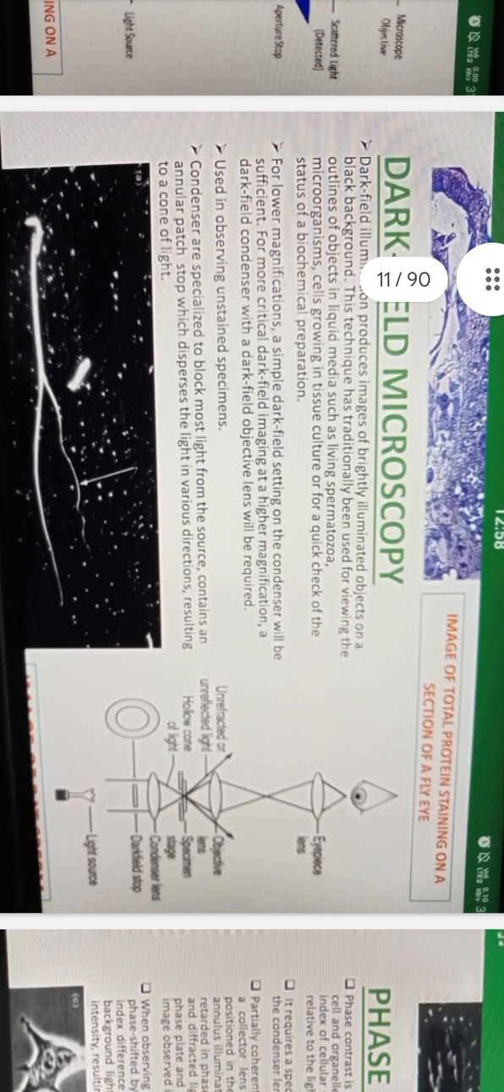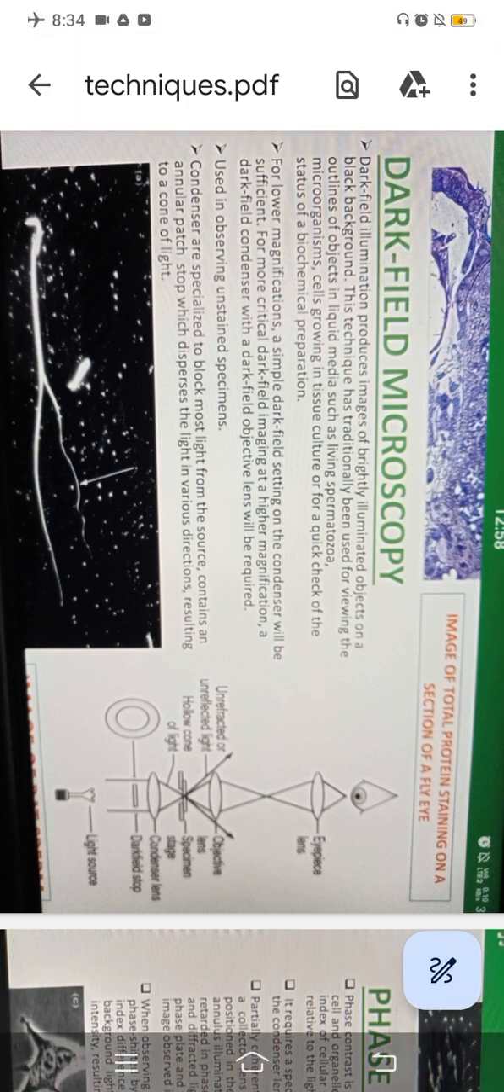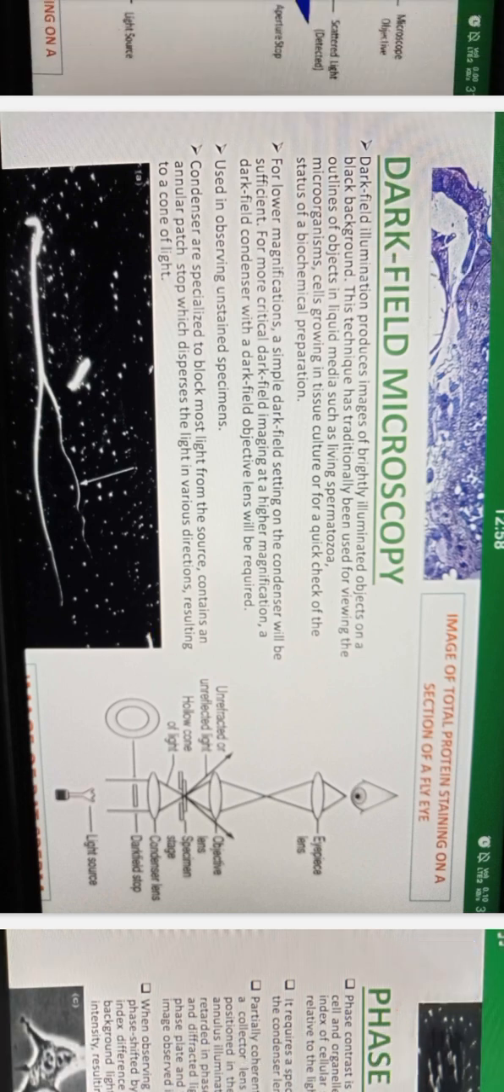Then dark field microscopy is there. Dark field illumination produces images of brightly illuminated objects on a black background. So this technique has traditionally been used for viewing the outlines of objects in liquid media such as living spermatozoa, microorganisms, growing cells in tissue culture, or for a quick check of the status of a biochemical preparation. For lower magnifications, a simple dark field setting on the condenser will be sufficient.